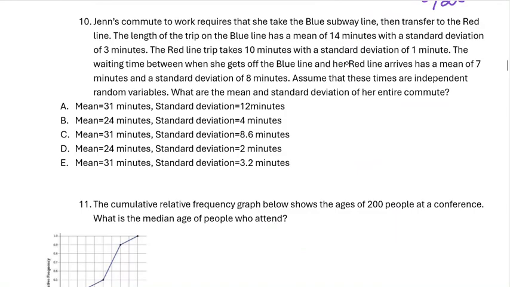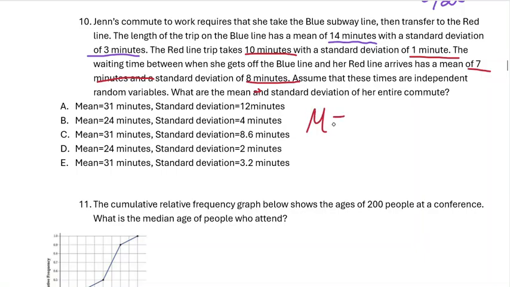Jen's commute to work requires she take the blue subline, then transfer to the red line. The length of the trip on the blue has a mean of 14 with a standard deviation of 3. The red has a mean of 10 minutes with a standard deviation of 1. And the wait time in between the two has a mean of 7 and a standard deviation of 8. Assume these times are independent random variables. What are the mean and the standard deviation of her entire commute?